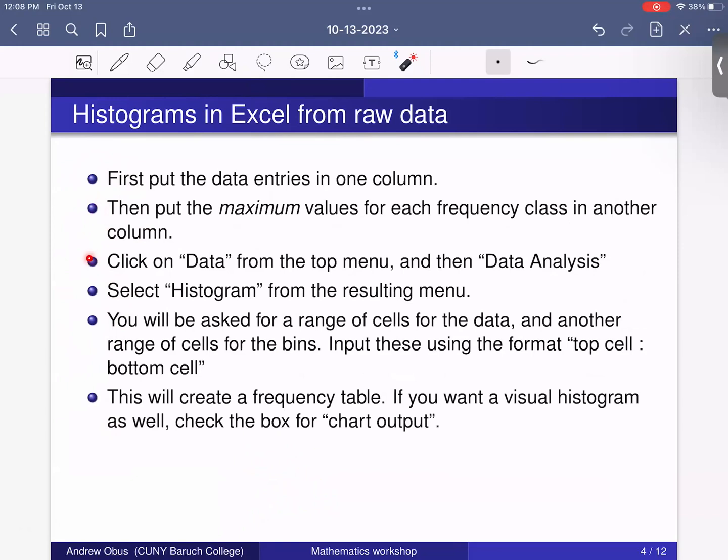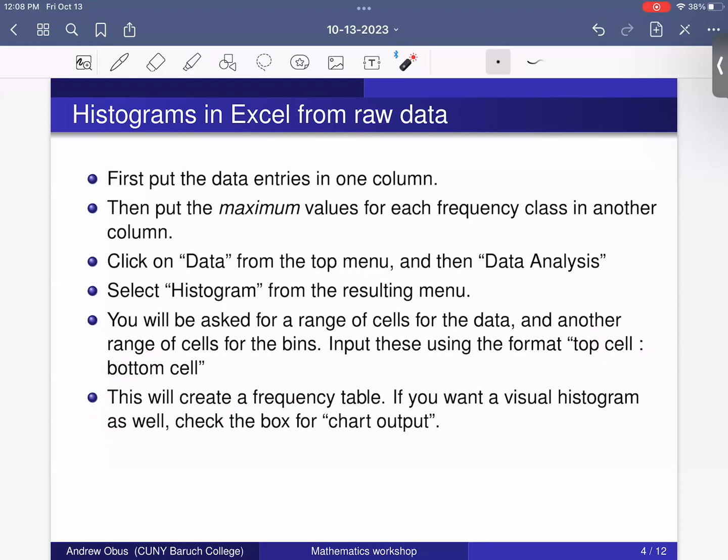And then we're going to click on data, data analysis, select histogram, and you'll be asked for a range of cells for the data and another range of cells for the bin. And you're going to input these using the format: you write down the top cell, and then you put a colon, and then you do the bottom cell. And then this will create a frequency table for the data. And if you also want to have a visual chart, to have a histogram, then we're going to check the box for chart output. Okay, so let me show you how we're going to do this.